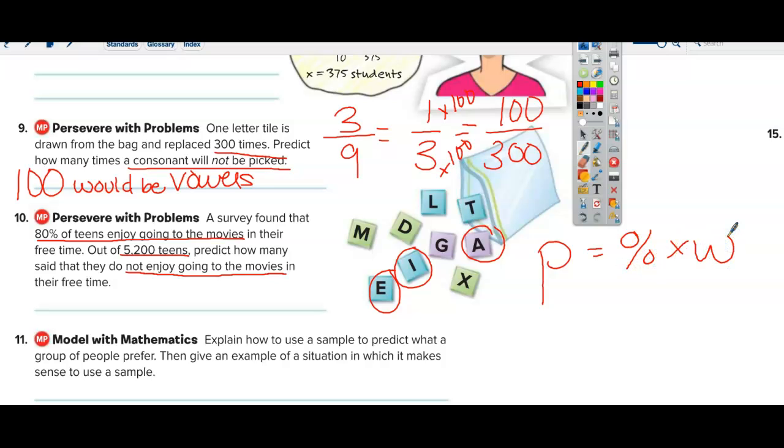So we have 80% of teens enjoying going to movies. What's our percent? 80%. Oh, what? Wouldn't it be 20? Where'd you get 20, Blaine? Because they're saying what teens do not like them.